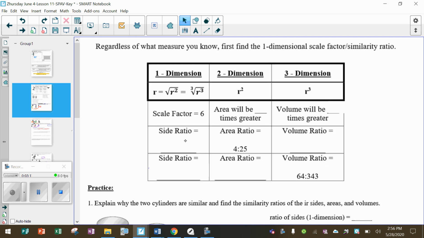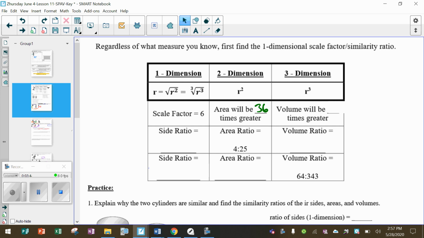One-dimensional calculations would be perimeter, radius, length, circumference, side length, height. Those are all lengths. Anything that's area, lateral area, surface area, just area of a side, that's two-dimensional, and volume is three-dimensional. If we have a scale factor of 6, we would take that, square it, and figure out that the new area would be 36 times greater than the original.